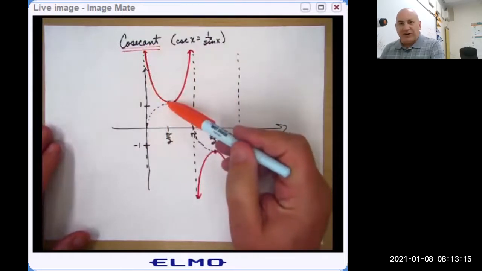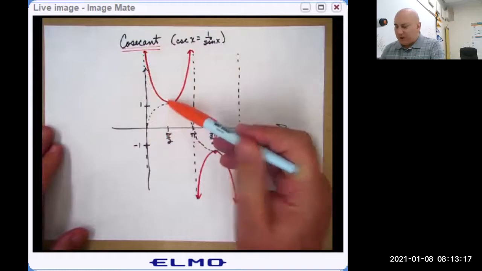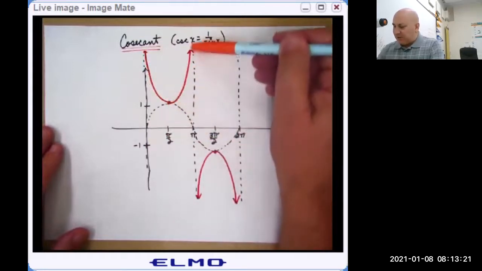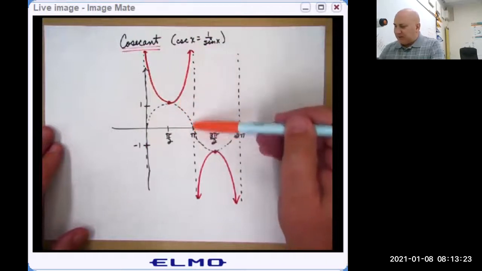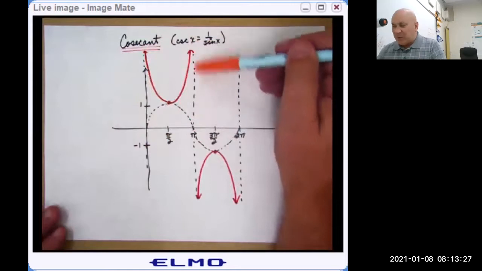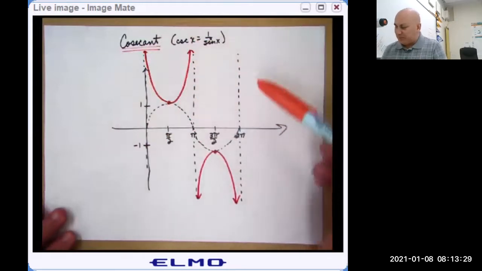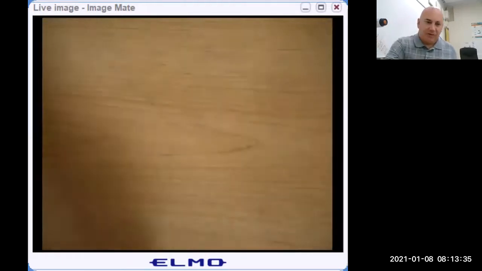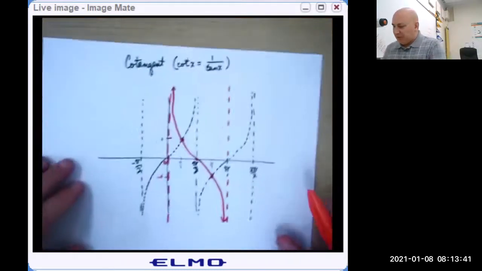Graphs kiss there at pi over 2, 1. Then this gets smaller and smaller, and this gets bigger and bigger. So when this hits 0, this would hit infinity, but you can't get to infinity. That's why it's an asymptote. Same down here. So draw the primary function and then do the reciprocal.